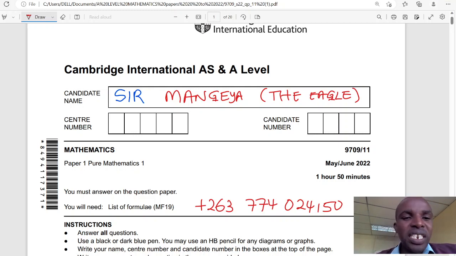Right. So this part is for Cambridge International Advanced Level Mathematics. It is Pure Mathematics Paper 1 for May-June 2022, variant 1.